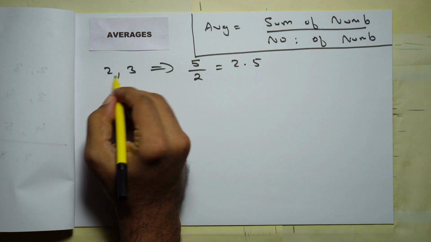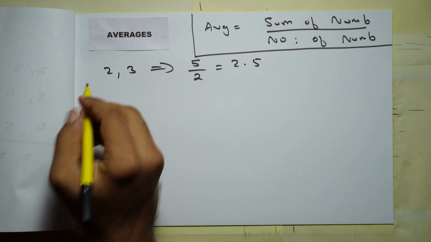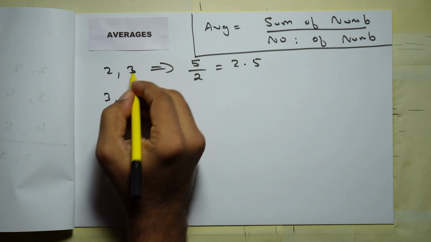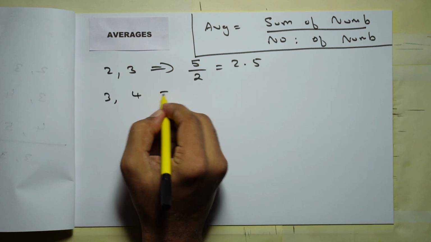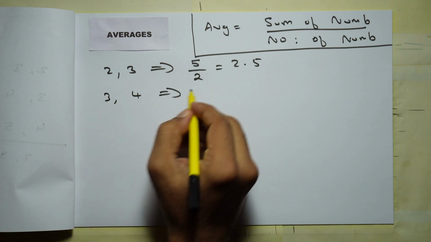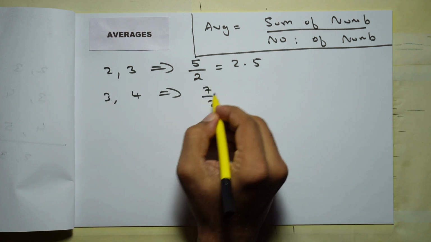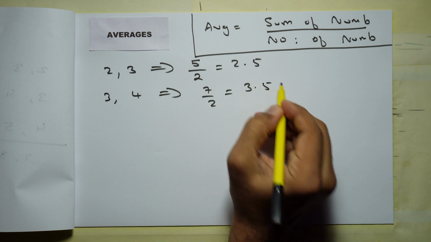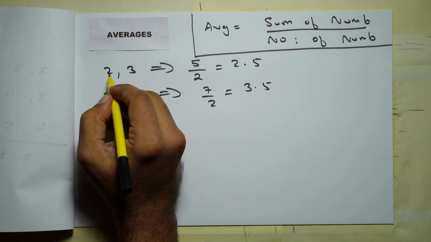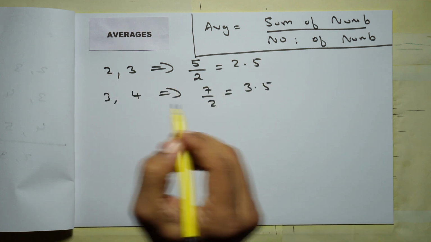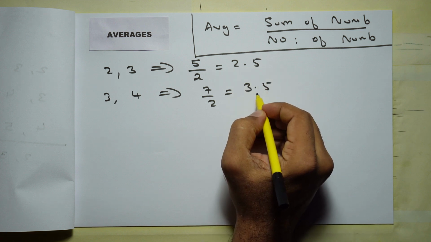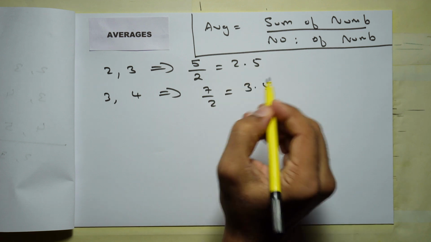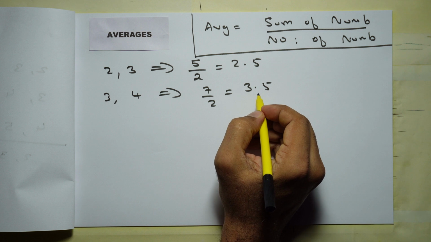Now both the numbers I am going to increase by 1. So 2 plus 1 gives you 3 and 3 plus 1 gives you 4. Now their average is 3 plus 4, 7, divided by 2 numbers, so 7 by 2 gives you 3.5. So you can see when both the numbers are increased by 1, their average will also increase by 1. Earlier it was 2.5, now it has become 3.5.